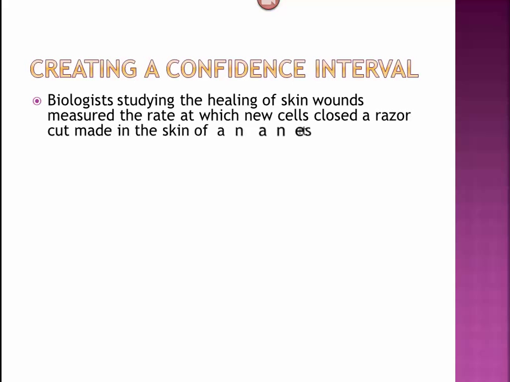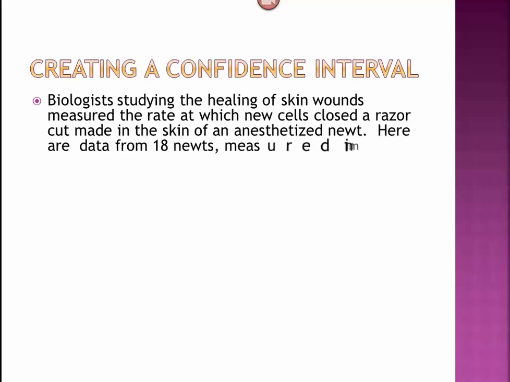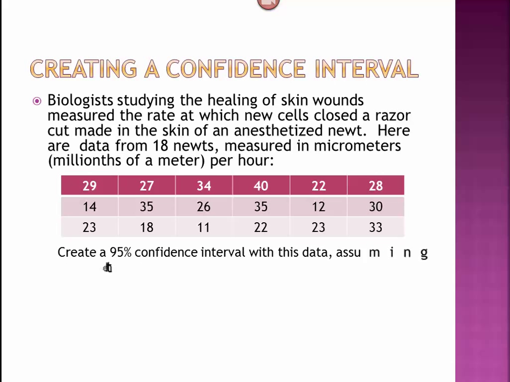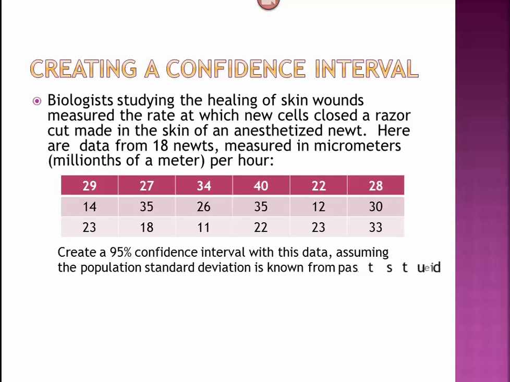Another example, biologists studying the healing of skin wounds measured the rate at which new cells closed a razor cut made in the skin of an anesthetized newt. Here are data from 18 newts measured in micrometers, millionths of a meter per hour. Remember that these 18 newts represent our sample. Now we want to create a 95% confidence interval with this data, assuming that the population standard deviation is known from past studies to be 8 micrometers per hour.